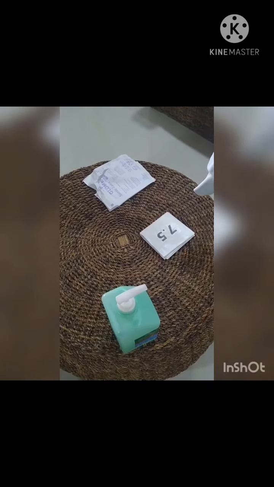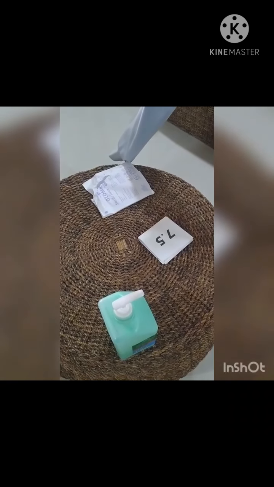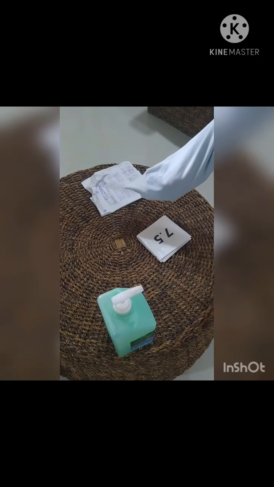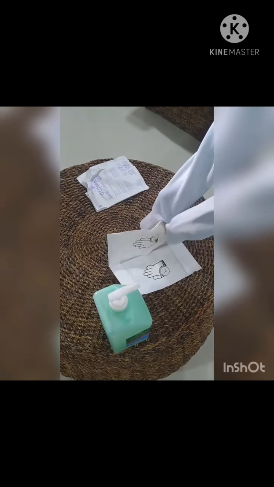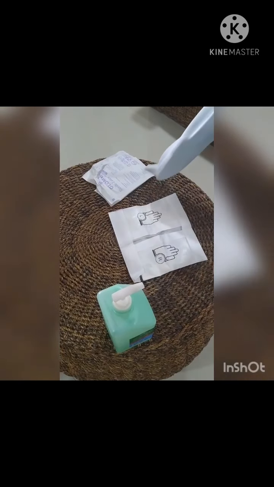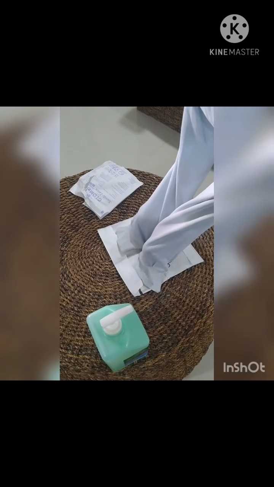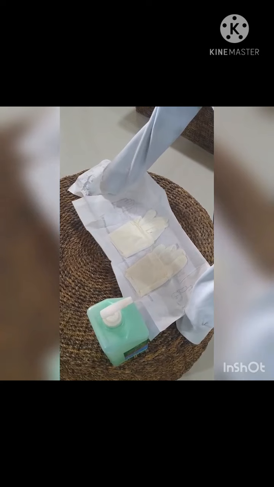The sterile glove technique is also the same as the first method. And then open the sterile glove wrapper while the hands are still covered by the sleeves. And make sure it is upward. Put the glove on the dominant hand. And then be careful when you open it to avoid contamination.